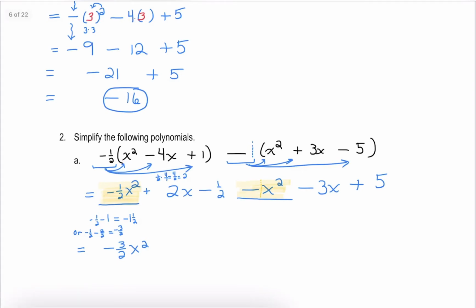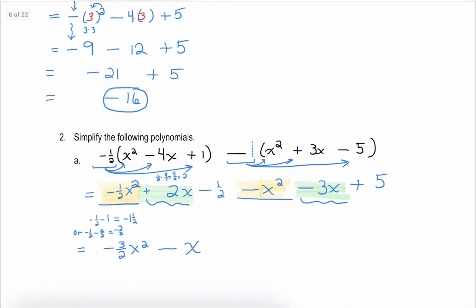All right, then we move on and we do have some x to the first power terms to combine there. So on that one, we're going to have a positive 2x, so plus 2, and then the minus 3. So 2 minus 3 there is going to give us our negative 1, or just negative x.